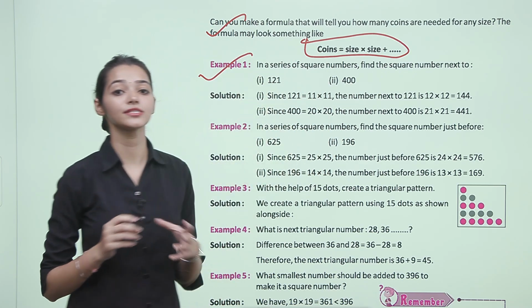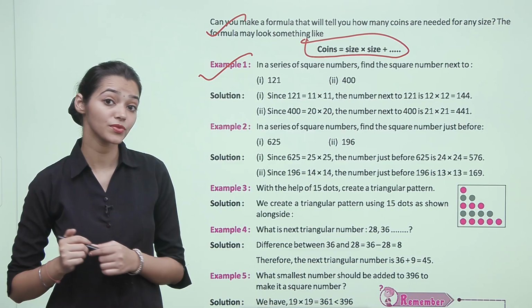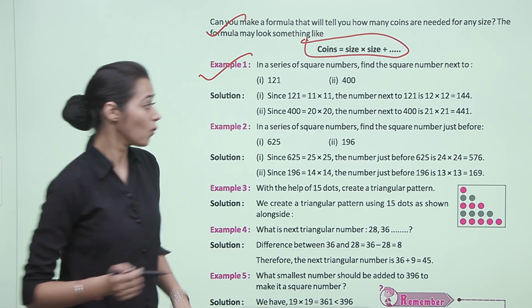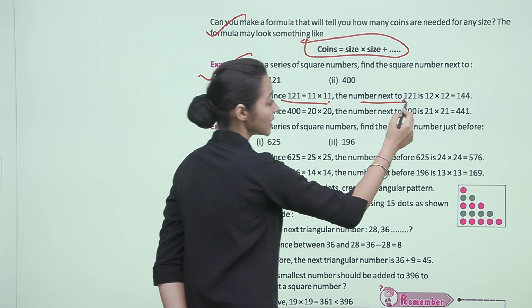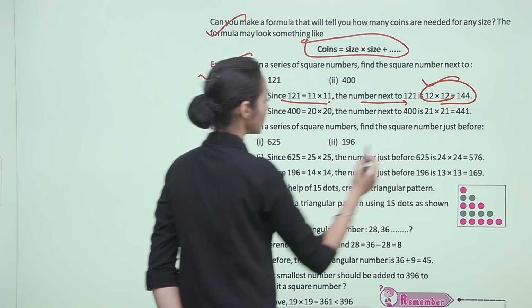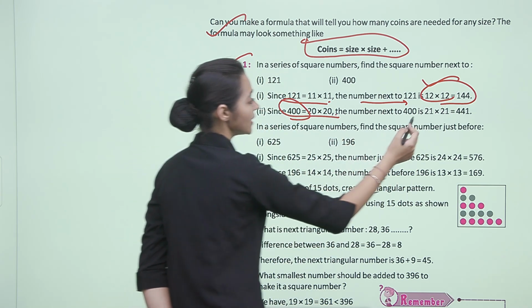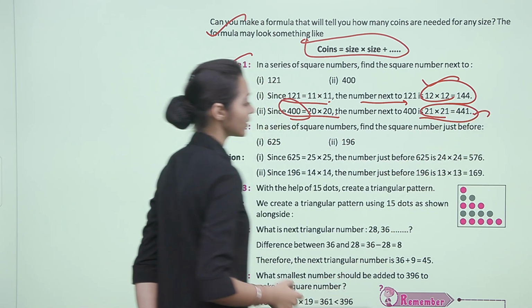Now for example, in a series of square numbers, find the square number next to 121. 121 is 11 into 11 and the number next to this is 12 into 12, that is 144. 400 is 20 into 20 and 21 into 21 is 441.